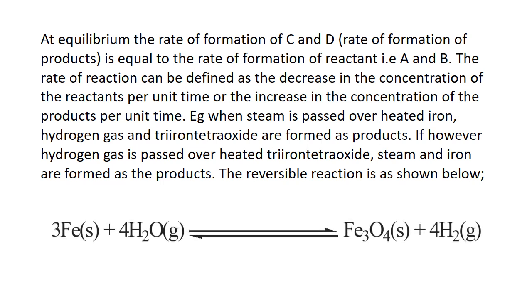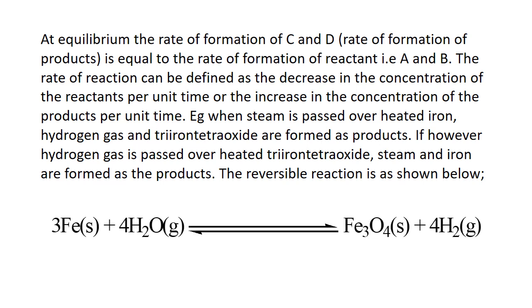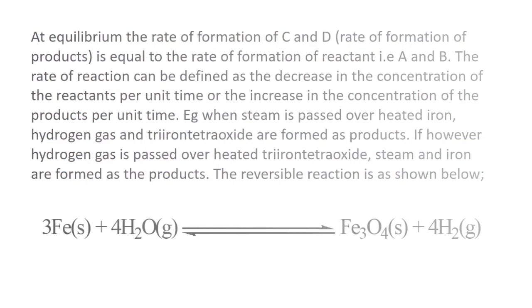then we say that we have attained our equilibrium. For example, in this equation here, we have iron reacting with steam to form triiron tetraoxide, while triiron tetraoxide can also react with hydrogen gas to form back iron and steam. Such a reaction is one of the examples of reversible reactions.